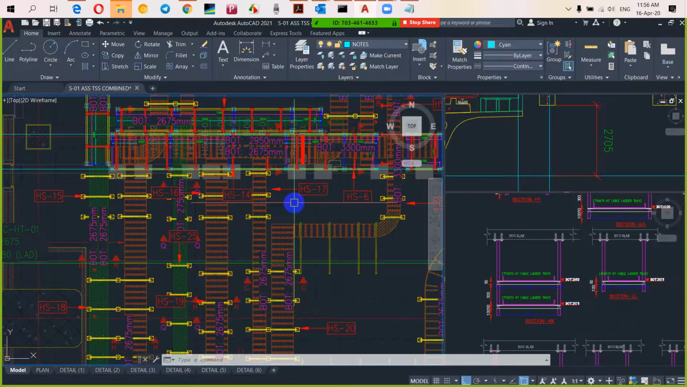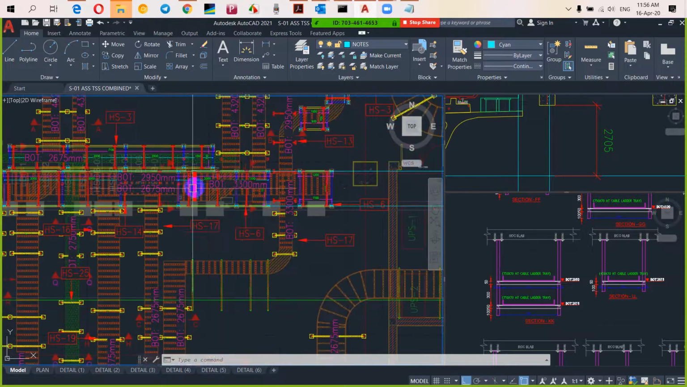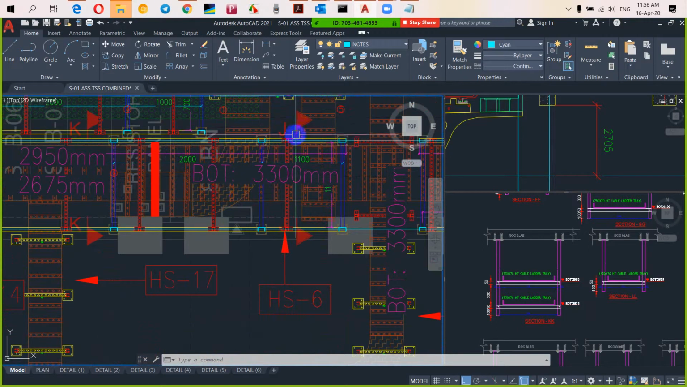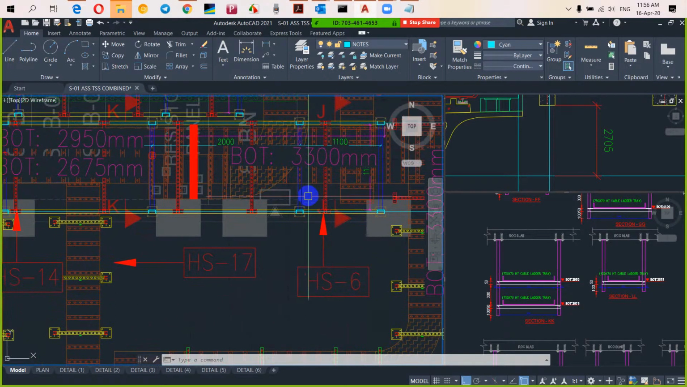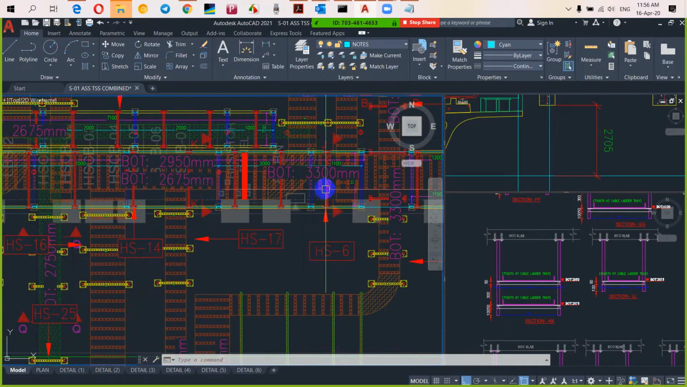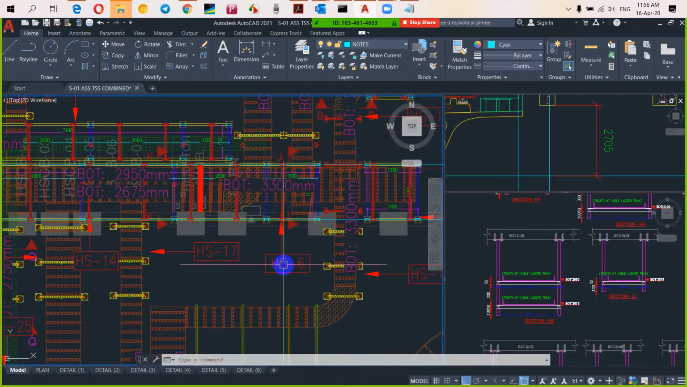Okay, Jamil sir. Okay, that is okay. We can accept. No issue. Okay, thank you. So then next thing is here we saw that in this section J we have a height of 3300. So there is only one cable tray. So is this connected where? This J section J HS6, no? Section J.